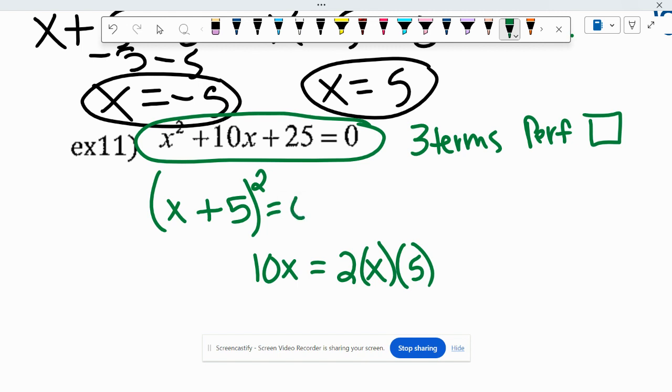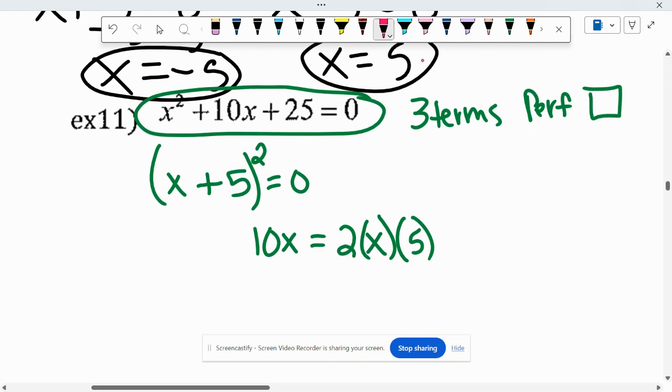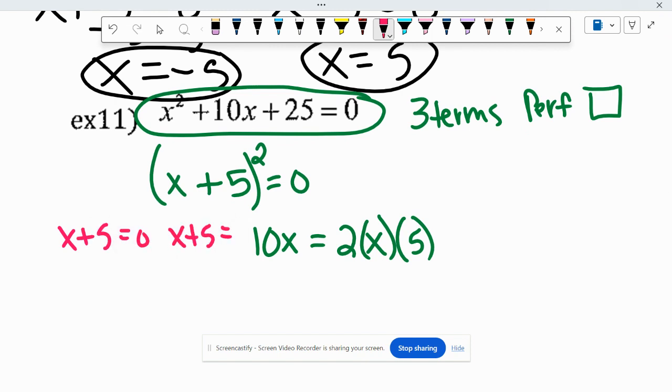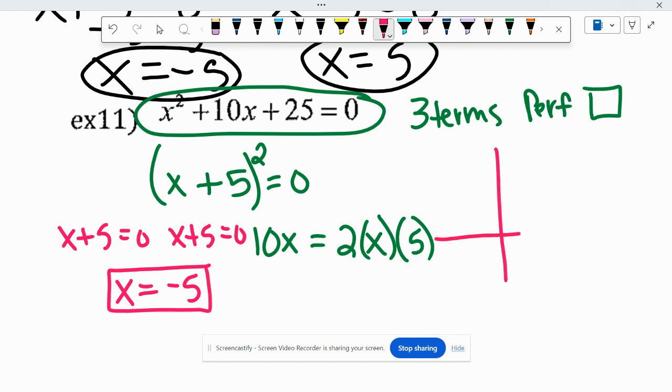Equals 0. So do I have to check both of these? Do I have to say that x plus 5 equals 0 or x plus 5 equals 0? Do I have to do that? No. I only need to check. I mean, it's the same exact thing, right? So what is x? X is just negative 5. On a graph, that's going to be a bounce.